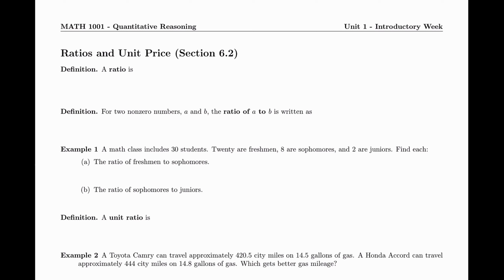For Math 1001 Quantitative Reasoning. It will cover topics from Unit 1, including ratios and unit price. This can be found in the book in Section 6.2. We'll start with a couple definitions.